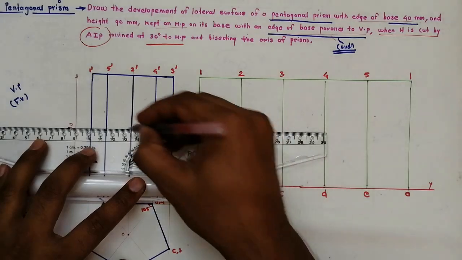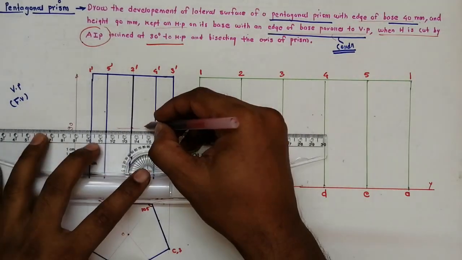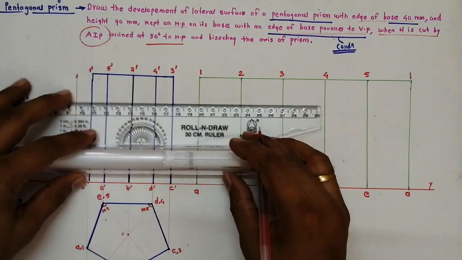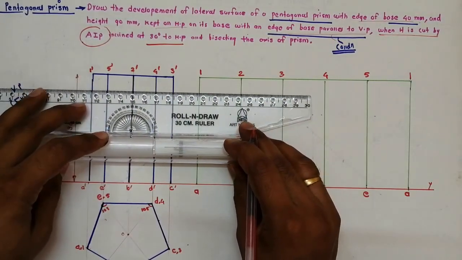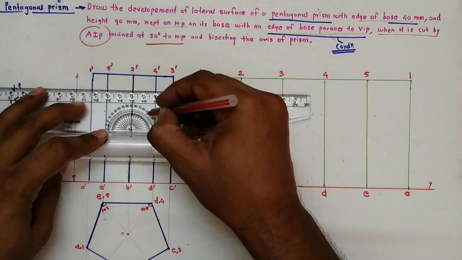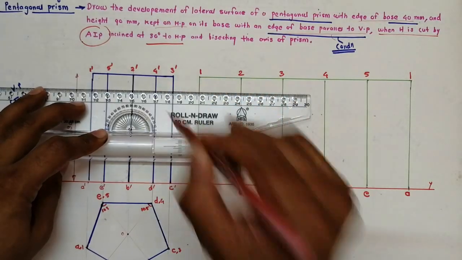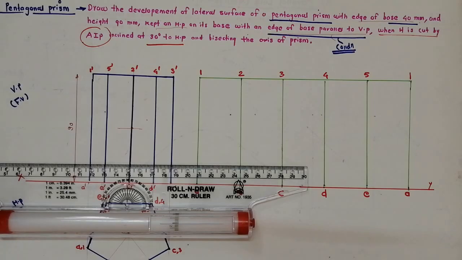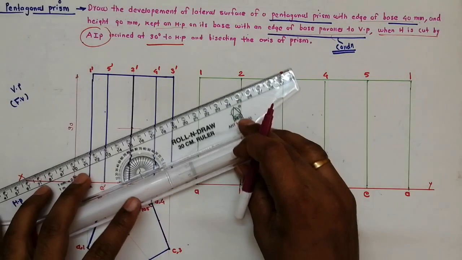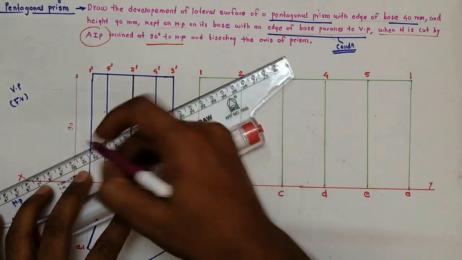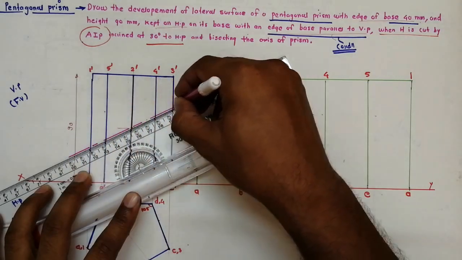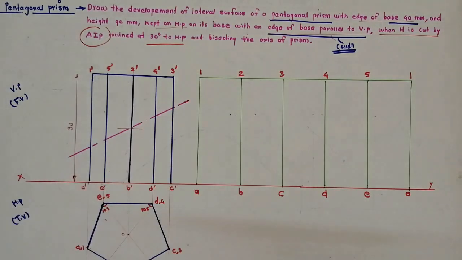Draw one horizontal line there. With that horizontal line, how much angle do we have to take? 30 degrees. So keep the protractor's 0 on that horizontal line and take a 30 degree angle. This is the 30 degree angle we have taken. Now draw the cutting plane. The cutting plane is something like this.